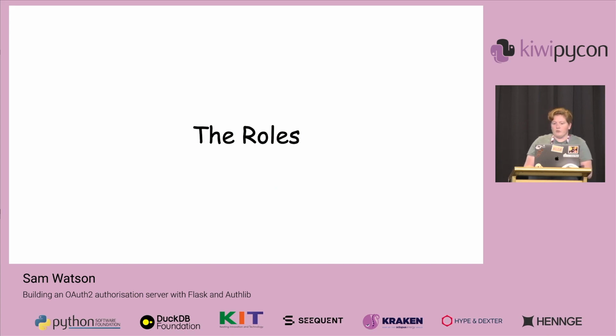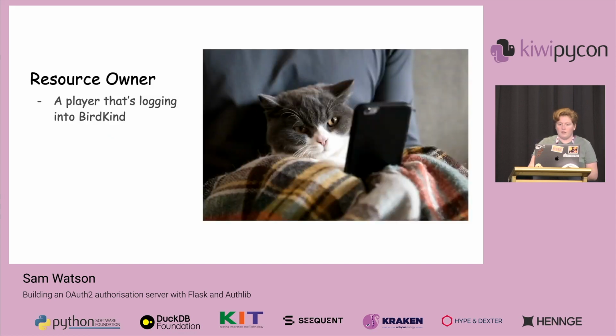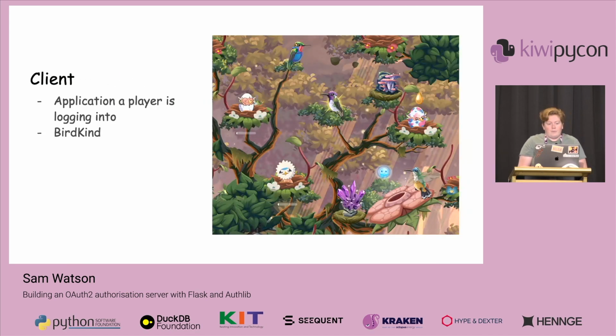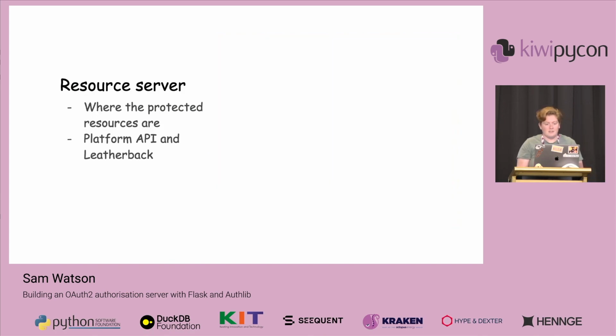In OAuth2, there are roles that we need to know about. To try and explain that as simply as possible, I'm going to relate them back to those parts in our infrastructure that I was talking about. The first one is a resource owner, which is just the player that's logging into Birdkind. The next one is a client, which is the application the player is logging into. So they're logging into Birdkind.